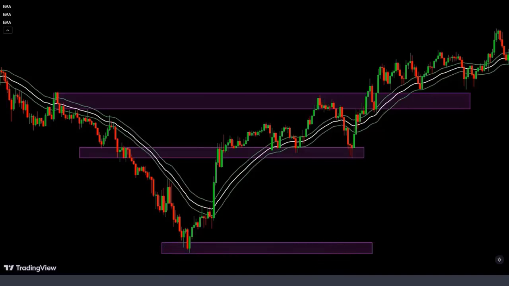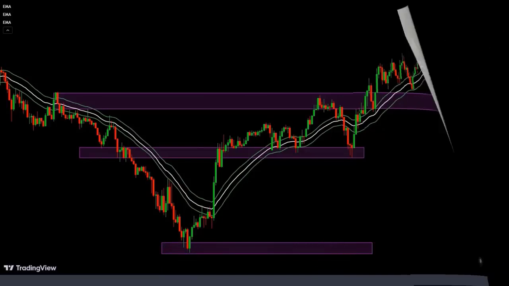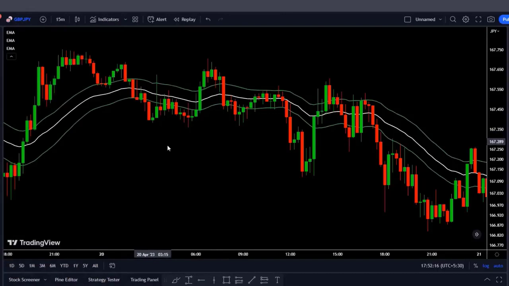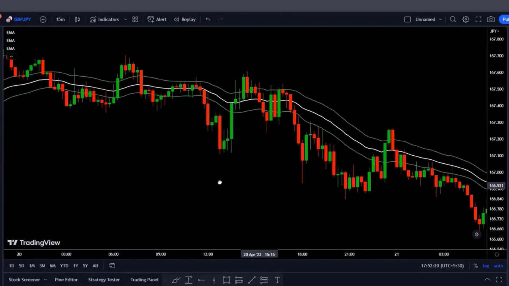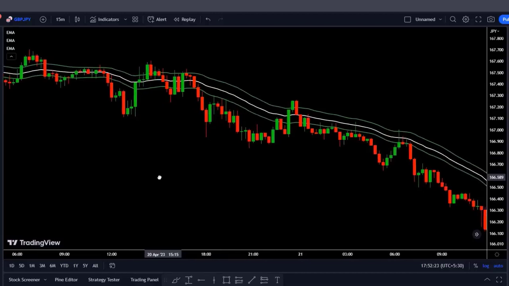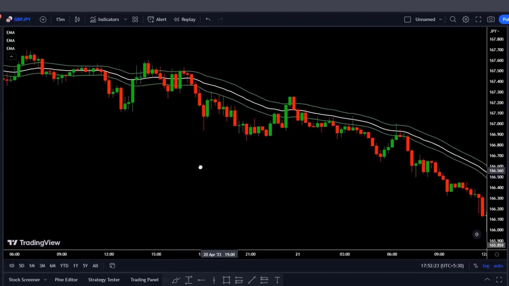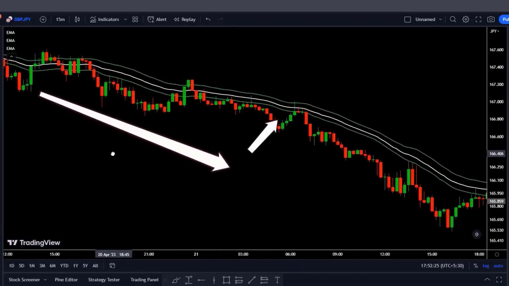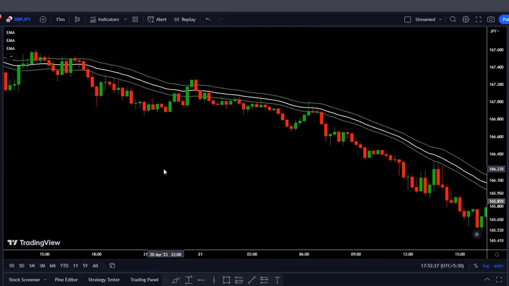Let's now get started with the strategy rules. We get into it. The first rule is that the price should cross the moving average zone from above to below. This indicates that the current trend is about to change from bullish to bearish. However, this does not exactly confirm the reversal movement.